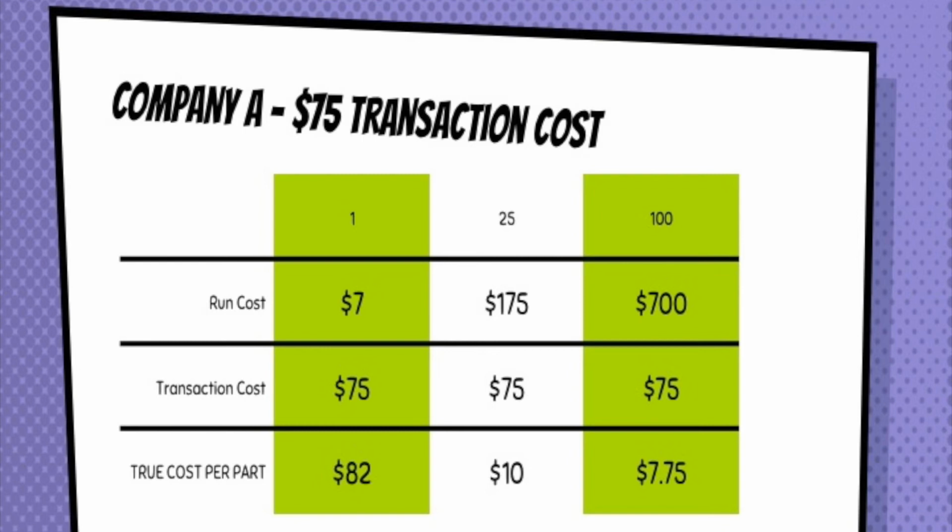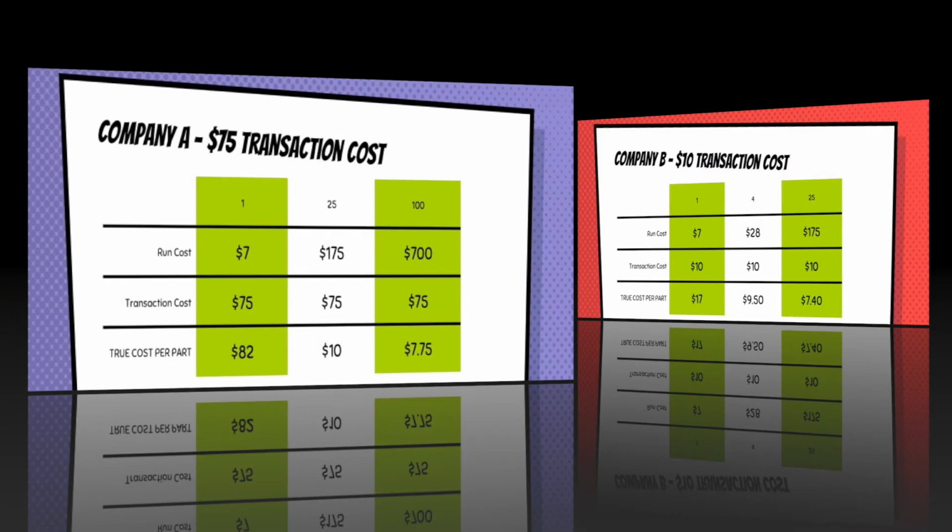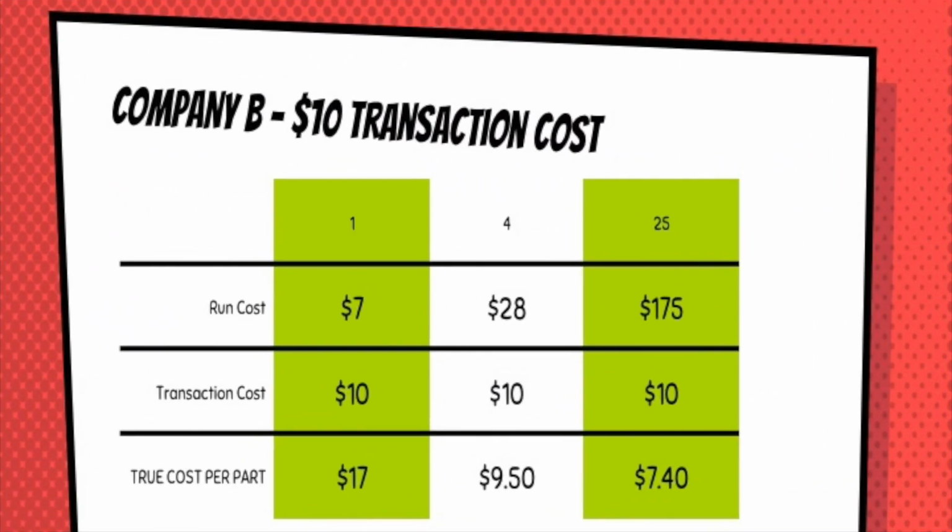Let's also assume that the run cost for our 3D printed midsole is $7. The goal is to sell them for $10. Company A would need to run at least 25 units per order just to break even. Company B has automated much of its workflow, driving its transaction cost down to $10 per order. Even at a $10 sell price, it can start to make money with an average order of just 4 units. But to break even on single orders, Company B would still need to charge at least $17.